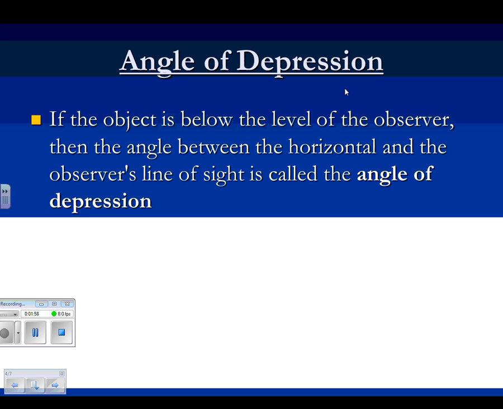While for the angle of depression, if the object is below the level of the observer, then the angle between the horizontal and the observer's line of sight is called the angle of depression.